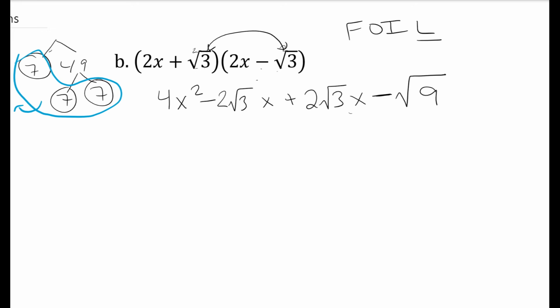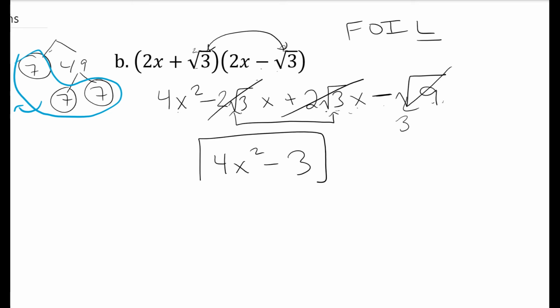All right, so now these two are considered like terms because we have the x's and the same radicals, all that stuff. So we can combine them. A 2 radical 3 x and a negative 2 radical 3 x cancel out. Next, we're left with 4x squared minus the square root of 9. But we know that the square root of 9 is 3, so we can change this to a 3. So we have here 4x squared minus 3 as our final result.